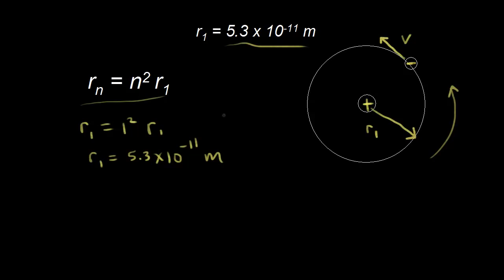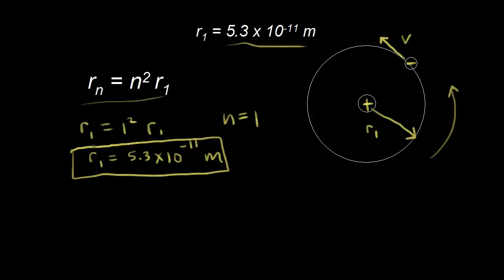And so when n is equal to 1, we said this was an electron in the ground state, the lowest energy state for hydrogen. We'll talk about energy states in the next two videos. So this is a very important number here. This number right here is the radius of the smallest orbit in the Bohr model.